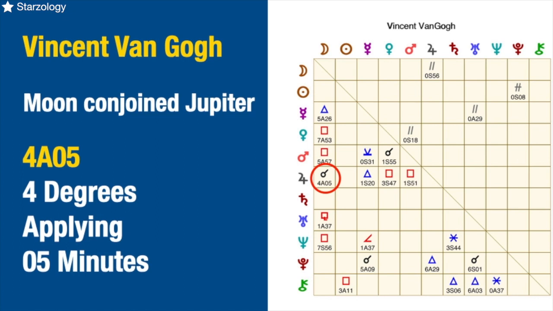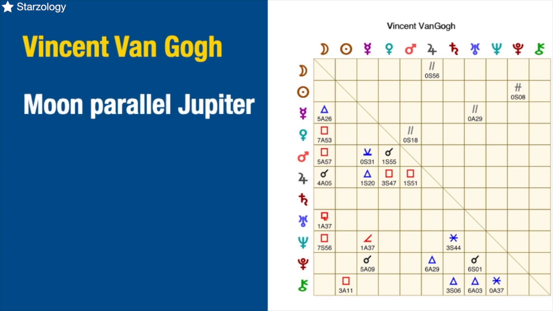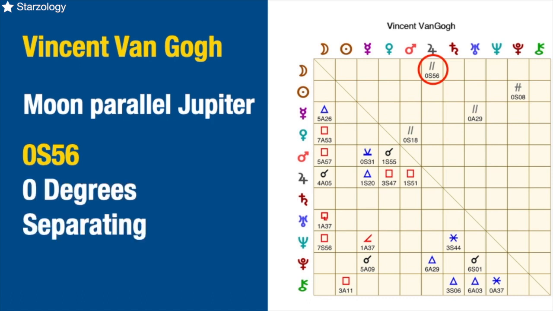But this is also an interesting one, because not only does he have the moon conjoined Jupiter, he's also got the moon parallel Jupiter. And that's the symbol across there on the Jupiter column on the moon row. Again, we look at the actual orb of this parallel. So it is 0s56, that is 0 degrees separating 56 minutes. Again, because we're checking on the parallels, it's less than 1 degree in all cases.